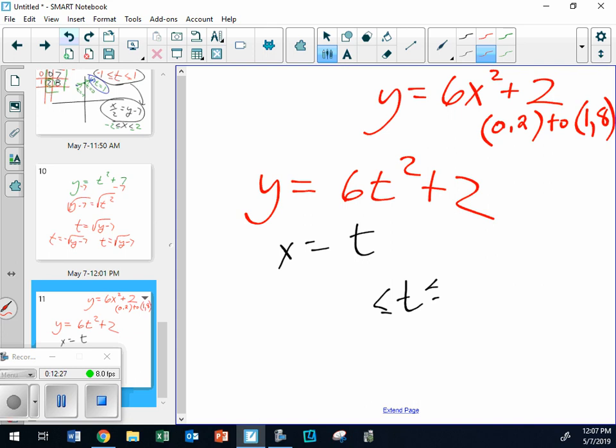Okay, and then how about t? What's my t domain? Since x equals t, then 0 to 1, because those are the x values. Does that follow for you? Since x is t, I could kind of say that's x, except I don't want to write that in a parametric. I should have a t domain. So then it's 0 to 1.